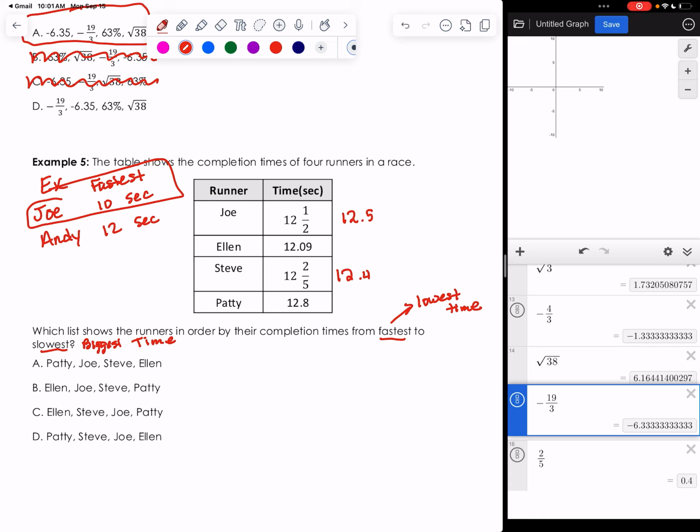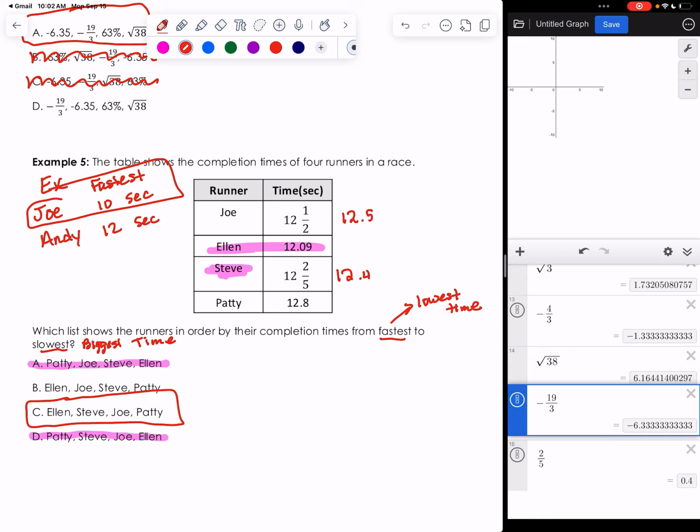So we have 12.5, 12.09, 12.4, and 12.8. So Ellen is definitely the fastest. So I can get rid of answer A and answer D. Okay, so should it be Ellen, Joe or Ellen, Steve? I want the next lowest time. So what I have left is 12.5, 12.4, and 12.8. So the next lowest time would be Steve. So we want Ellen, then Steve.